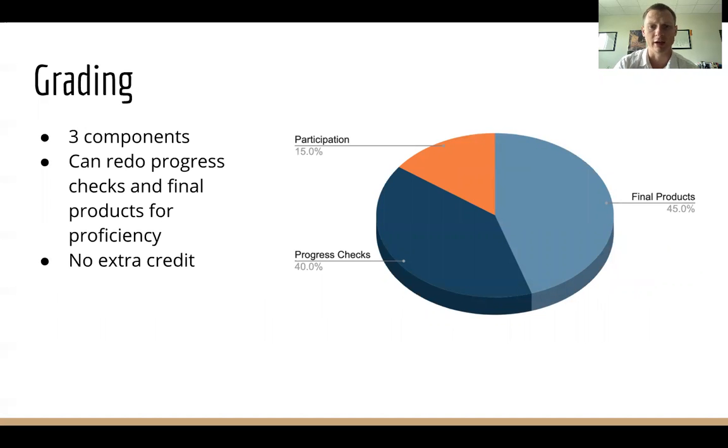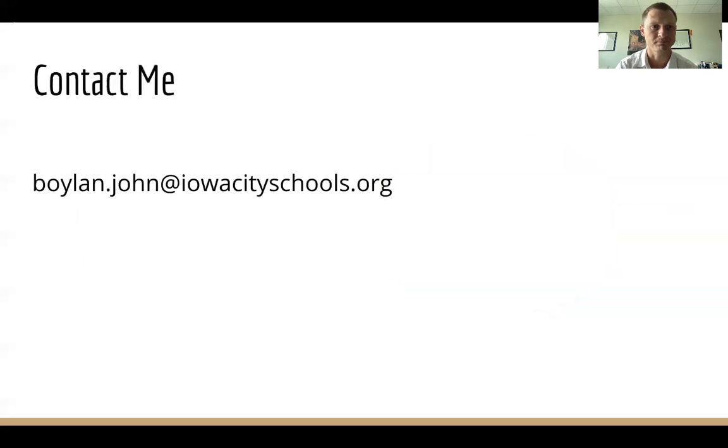Really quickly, on grading, there are three big chunks here: progress checks, final products, and participation. You can see the weights there: 15 for participation, 40 for progress checks, 45 for final products. They can redo any of their progress checks. Those are the assignments that build toward a cumulative final thing, whether that's a test or paper or project. They can also redo that final product. They can't redo the participation. And because they're allowed to redo to improve their grade in a lot of places, I'm not offering any extra credit. And these weights are pretty consistent within the department and among the other humanities teachers.